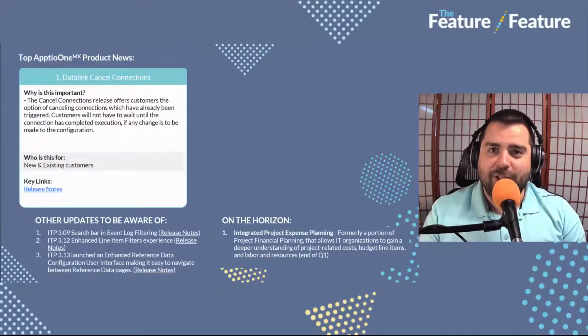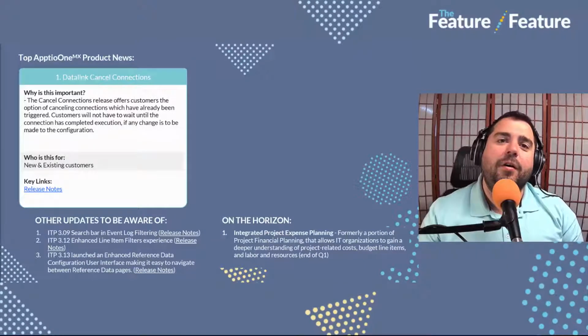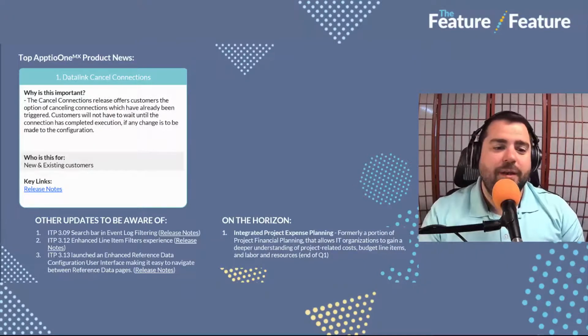For Aptia One, we've got data link cancel connections. When you establish a connection and data link with Aptia One, you no longer have to wait for that data link to finish processing in order to cancel it out, right? So once that connection gets going, you can cancel it out right away if you made an error or there's something different you want to do with that.